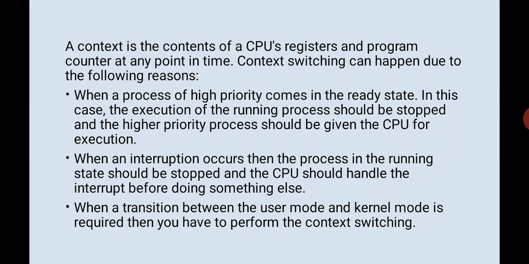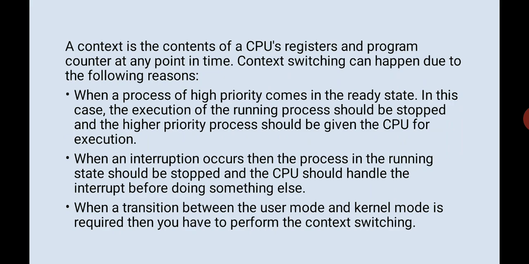Context switching can happen due to the following reasons. What are the reasons why it occurs? First, when a process of high priority comes into the ready state. In this case, the execution of the running process should be stopped and the higher priority process should be given the CPU for execution. Higher priority means that whoever is running needs to be preempted, and the higher priority process is the one that goes in and runs. That is why it has a higher priority.